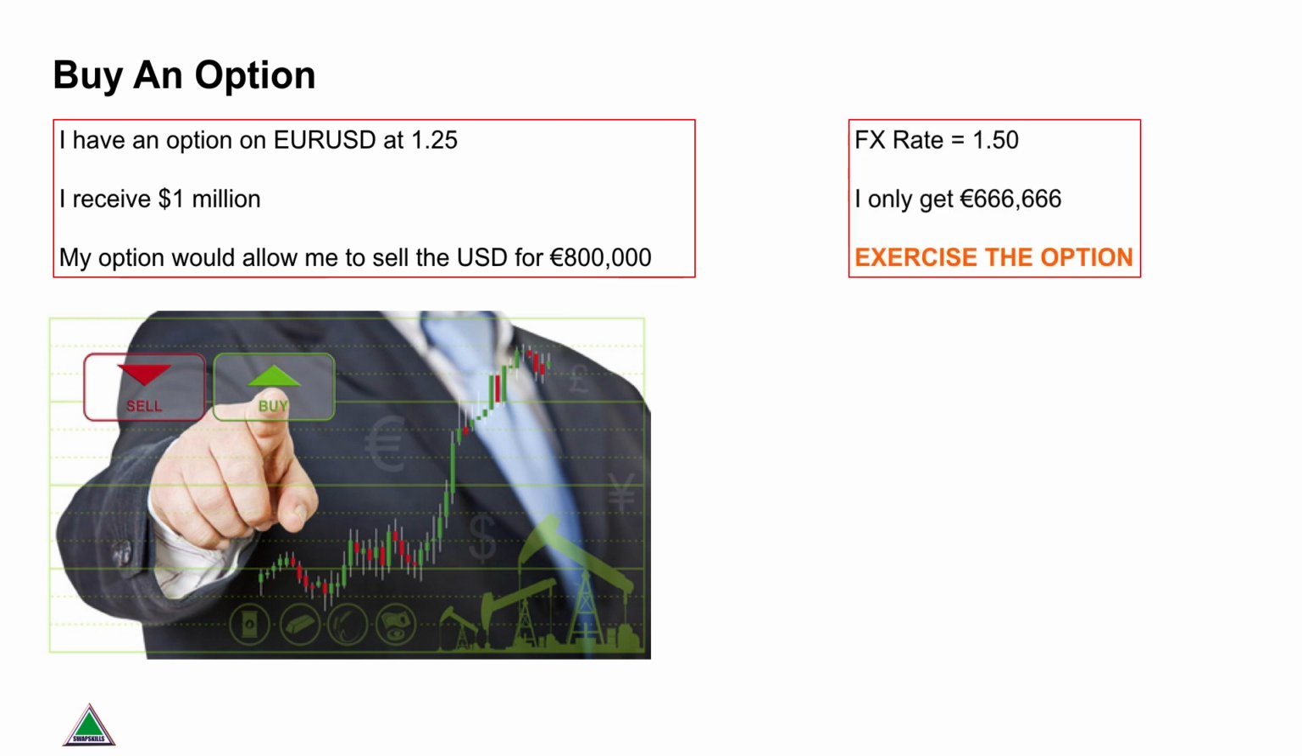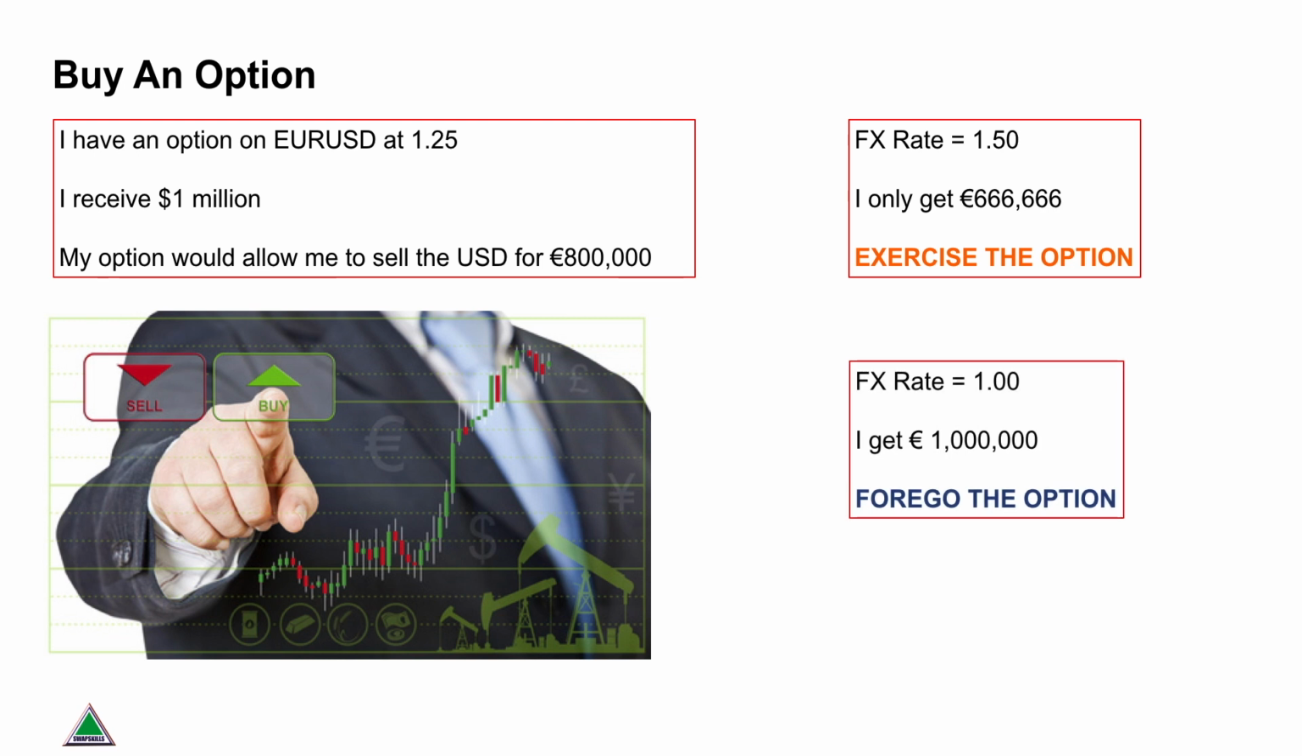So, what would happen if the FX rate moved to 150 in 3 months' time? The $1 million I'm receiving for my tables would only be worth just over 666,000 euros. Well, forget it. I'll exercise my option to get 800,000 euros instead. It's a good job I covered myself.